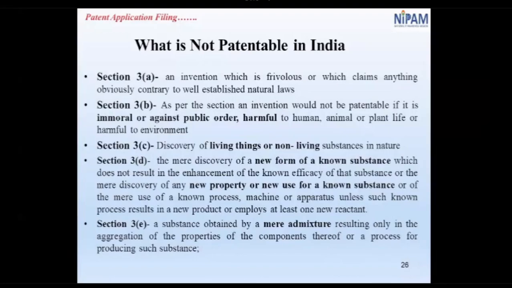What 3D says is that the mere discovery of a new form of a known substance that doesn't result in the enhancement of the known efficacy of the substance, or the mere discovery of any new property or new use of a known substance, is not patentable.